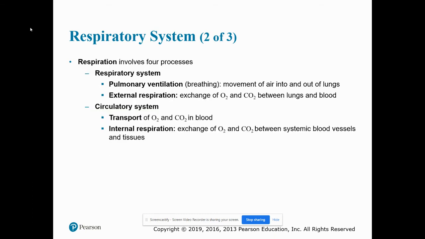Respiration involves four processes. We have two from the respiratory system and two from the circulatory system. From the respiratory system, we have pulmonary ventilation, breathing, moving air into the lungs, moving air out of the lungs. Then we have external respiration, which is the exchange of oxygen and CO2 between the lungs and the blood. The circulatory system plays a role in transport of oxygen and CO2 in the blood. And then we also have internal respiration, which is the exchange of oxygen and CO2 between systemic blood vessels and tissues.